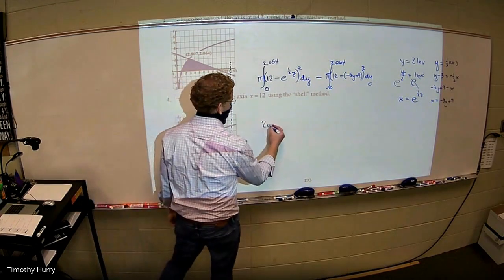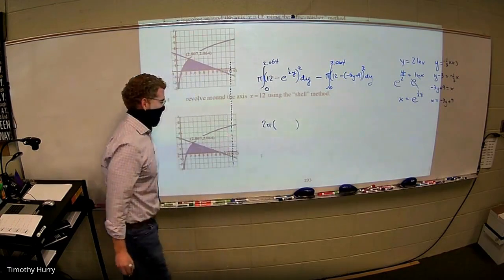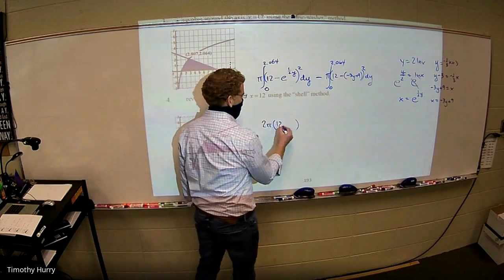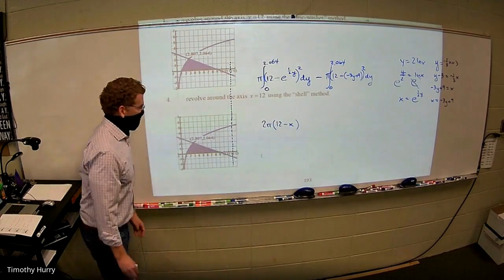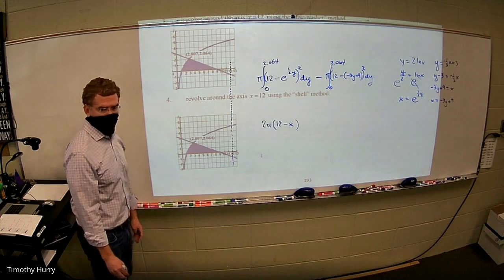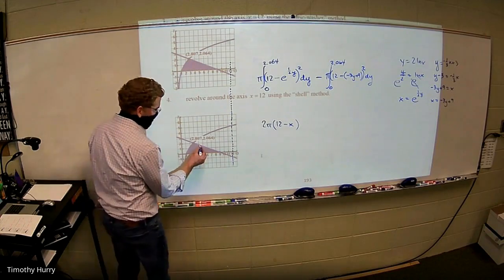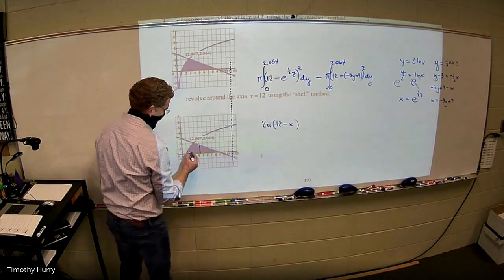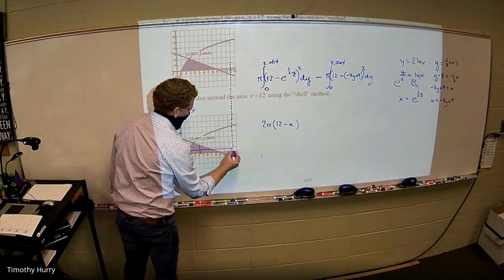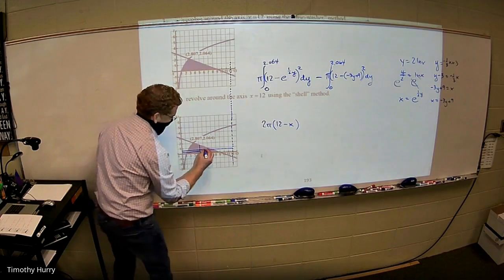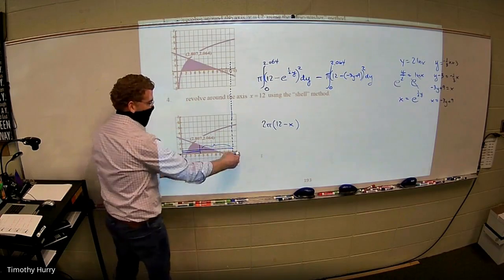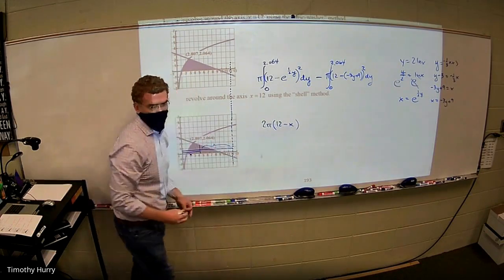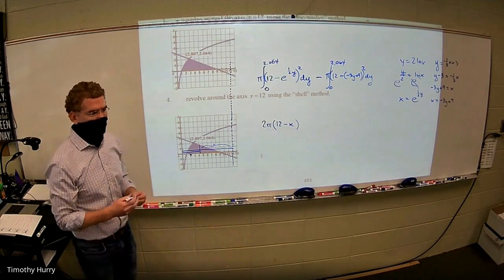So what do you got? 2 pi. Everybody loves the 2 pi. And then what? 12 minus x. Right? And again, just to help you visualize it, say that was the height of your disk at this point. Well, the axis is not 12, and it's not that x value, it's this part. So you take the 12 and you subtract off the x value, and it gives you what you want. So again, that's why you're doing that over and over.